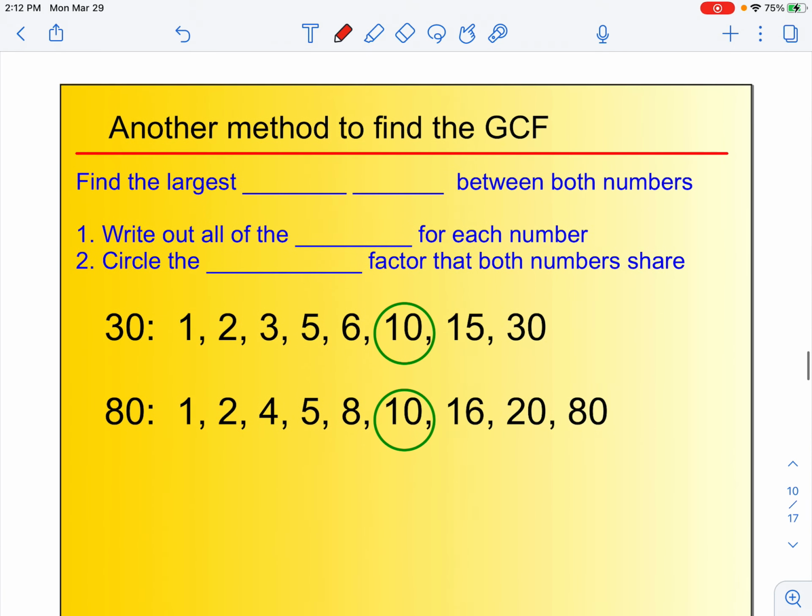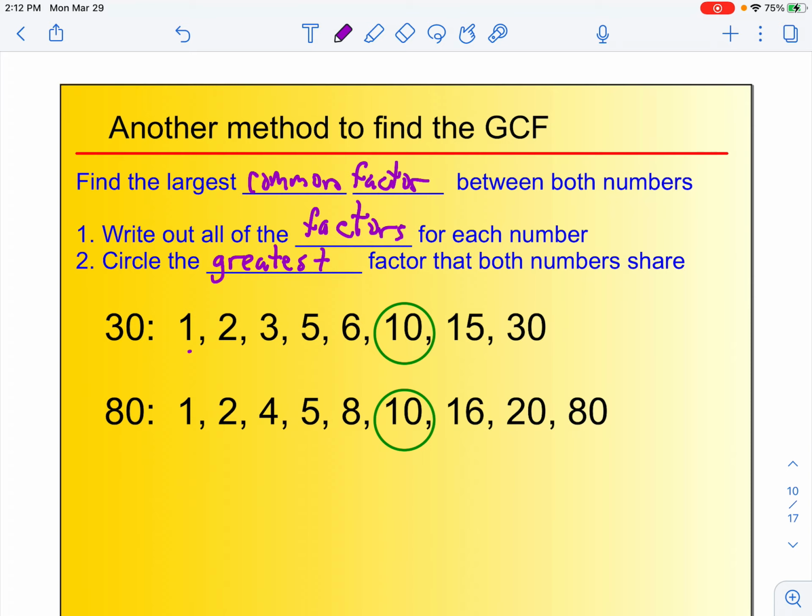Now, here's maybe a more traditional way of doing this that maybe seems a little more intuitive for some of you, but maybe not. So it says, another way to find the GCF is to find the largest common factor between both numbers. And to do that, we write out all of the factors for each number, and we circle the greatest factor that both numbers share.